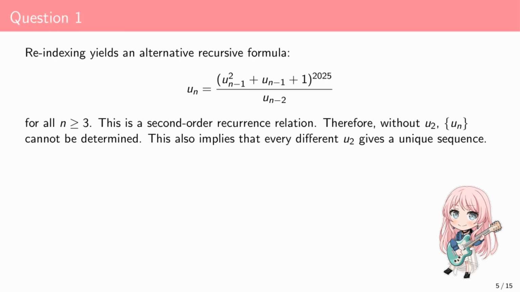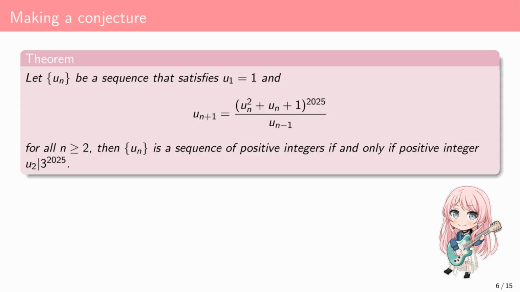If we reindex the given recursive formula, we can get an alternative one, which works for all n larger than or equal to 3. This is a second-order recurrence relation. Therefore, not given U2, the sequence cannot be determined. This is the same as saying that every different U2 gives a unique sequence. We will continue to answer the second question, which will seemingly lead to a decent solution.